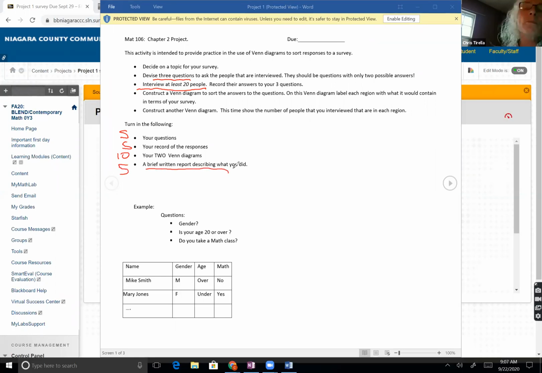The brief written report is like a paragraph explaining what you learned. What's going to be on the two different Venn diagrams? We're going to show you. I put an example in it, but in order to scroll through this document, I have to clear what I just wrote.